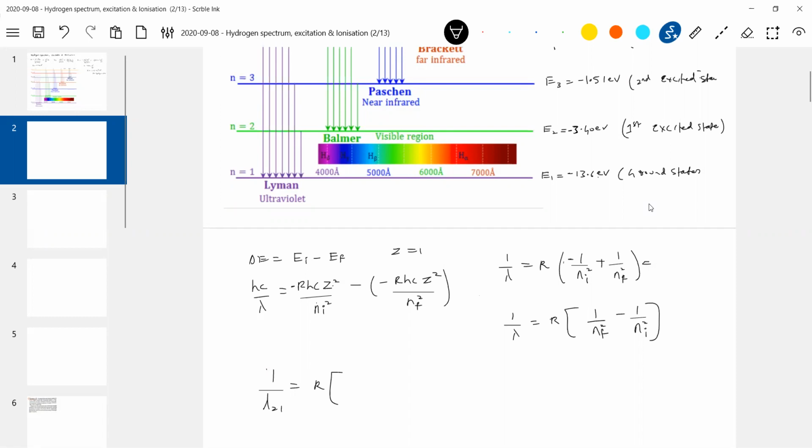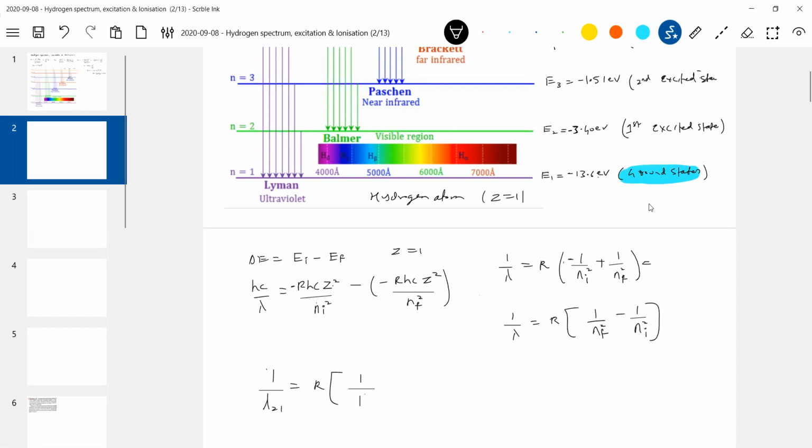Z square, because I'm describing purely the hydrogen atom. So Z will become equal to 1. Put that also, think clearly. And this is the ground state. Now, what is the initial state? What is the final state?